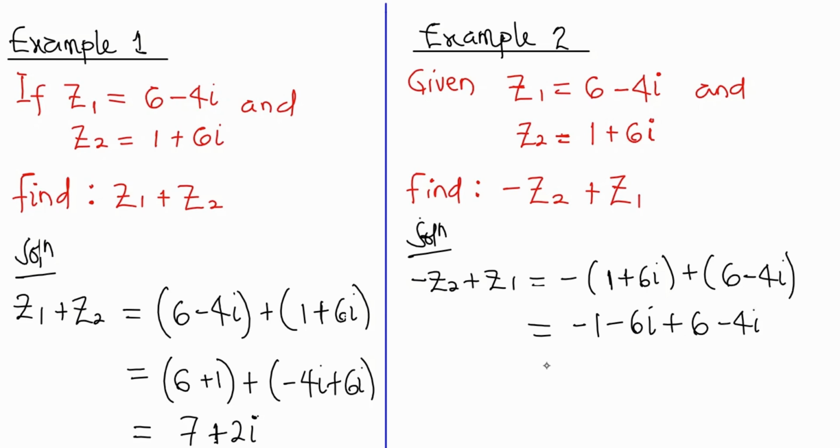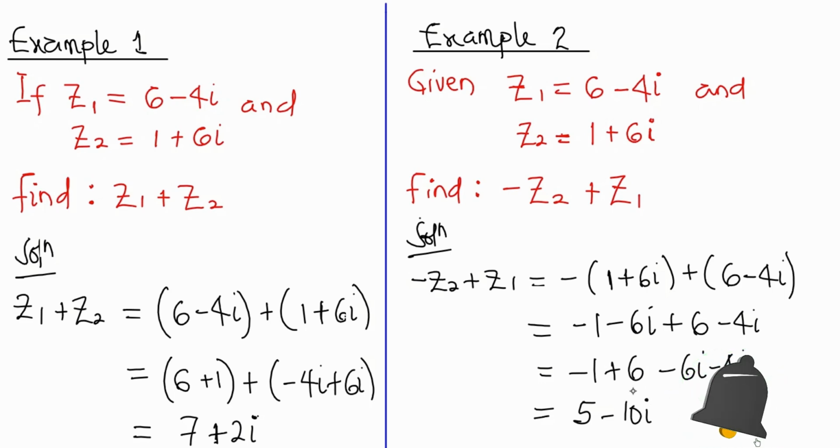The next step is to group like terms, just like we grouped the real part to the real part and the imaginary part to the imaginary part. So minus 1 plus 6 here, and we have minus 6i minus 4i. Minus 1 plus 6 gives us 5, and minus 6i minus 4i gives us minus 10i. And this is how we add minus z2 plus z1 in the addition of complex numbers. Once we understand this, we are moving next to the subtraction of complex numbers.